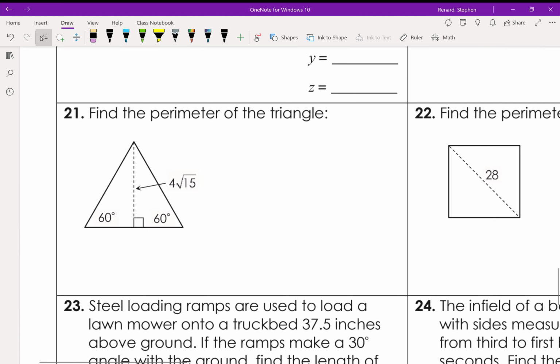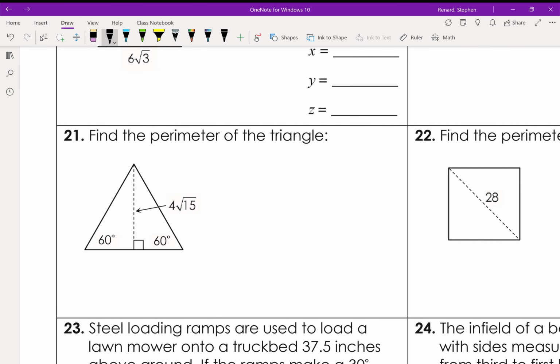Here it says find the perimeter of the triangle. We know that the perimeter is all 3 of these sides together. I'm just going to show you how, and hopefully you can then try it. This half of the equilateral triangle is a 30, 60, 90 triangle. So I can use this number right here as the long leg, multiply it by the square root of 3 over 3 to find the short leg, and then multiply the short leg by 2, and that gives me this hypotenuse. Multiply that hypotenuse by 3, and that's going to be the perimeter.